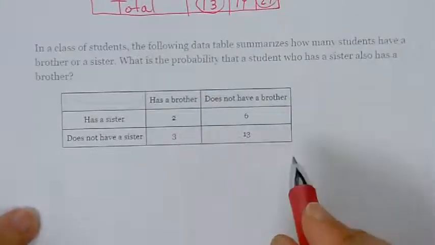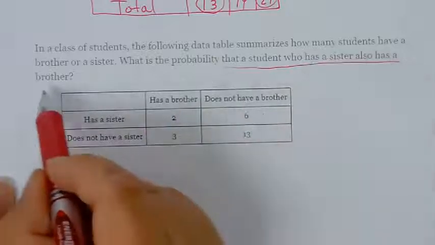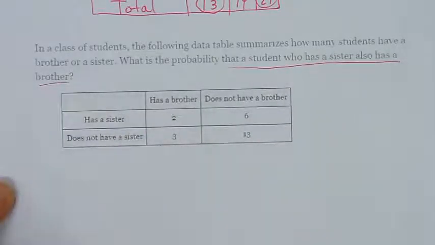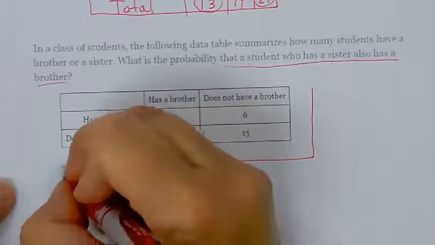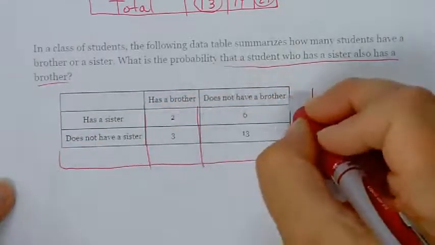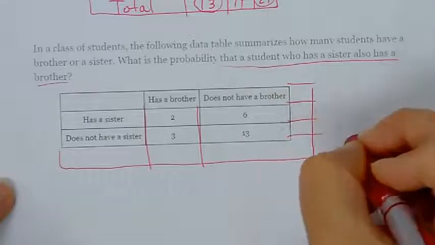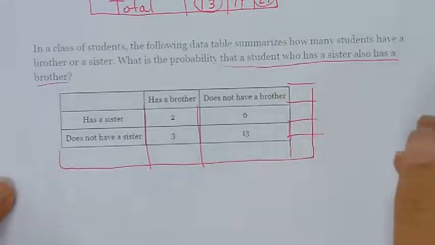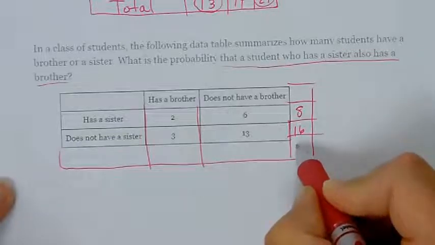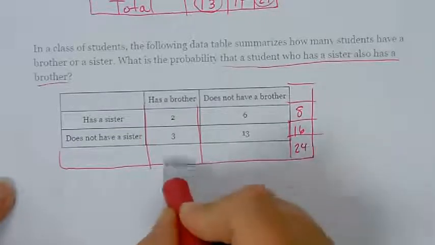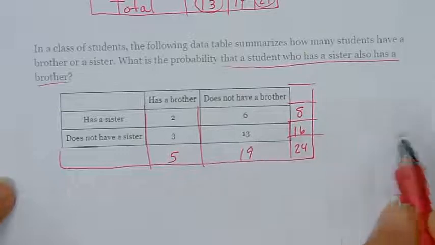The last one. What's the probability the student who has a sister also has a brother? So I'm going to extend my graph to find totals. And this is easy when you see this on the ACT. So there are 8, 16, so 24, 5, and 19.